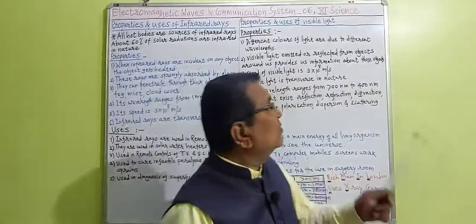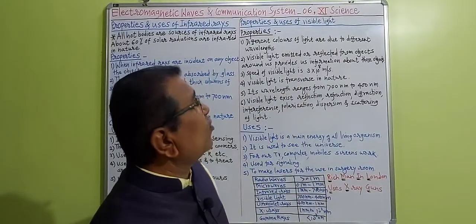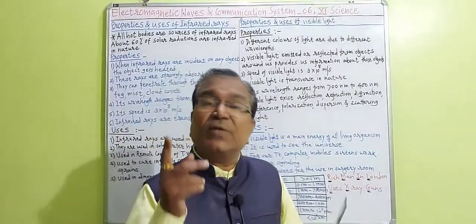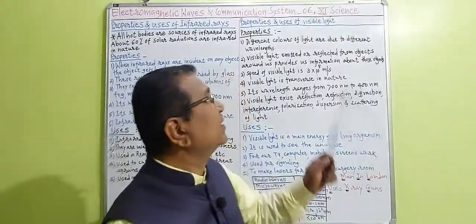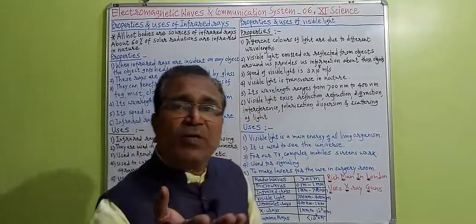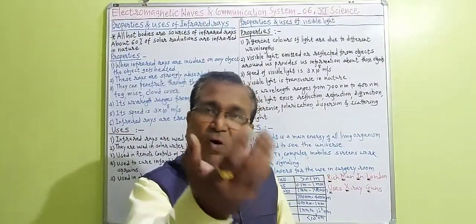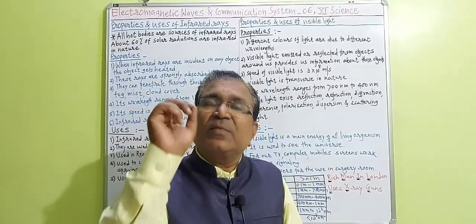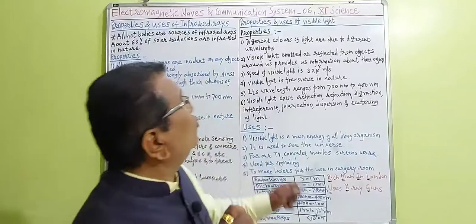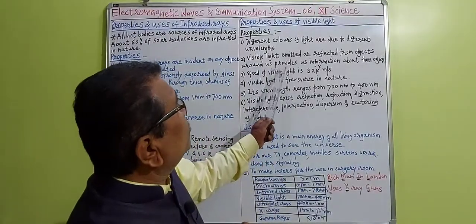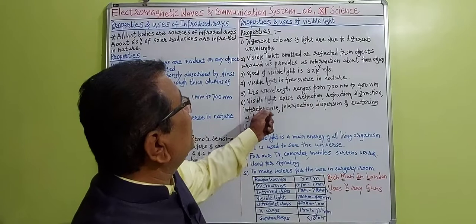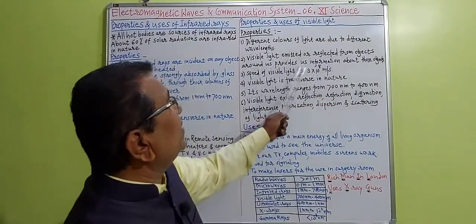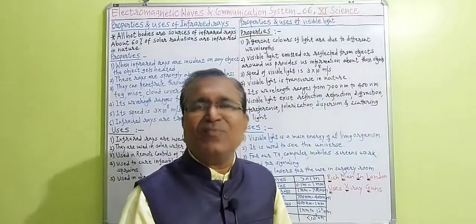Then I have written some properties and uses of visible light. So visible light, different colors of light are due to the different wavelengths. That is the most important property that I have written here. Visible light is emitted or reflected from the object. So emission and reflection is the main cause to see objects clearly. Visible light emitted or reflected from objects around us provides us all the information regarding the object.